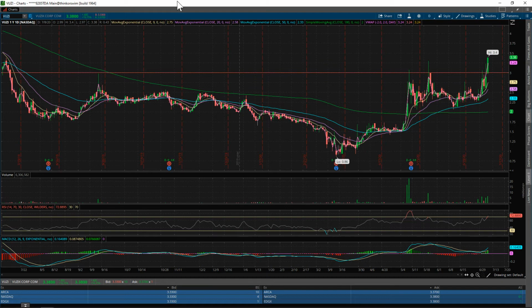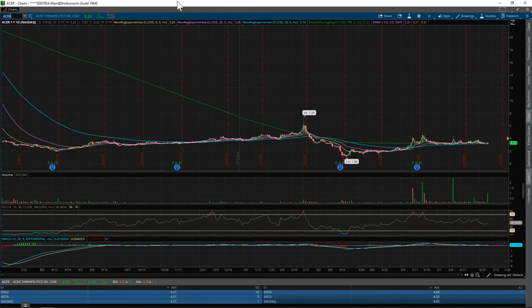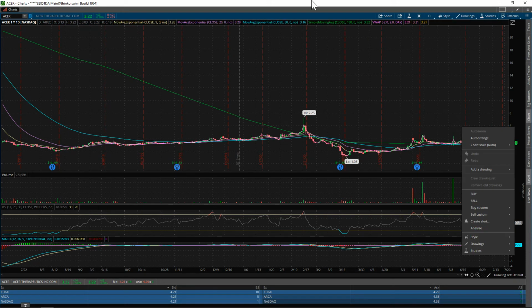And then one on watch would be Acer. There's nothing to look at here, but if you look after market at the level 2, today it closed at 3.22. It had news after market, and it's currently trading at 4.21. So a break over that 4.50 level, which is resistance around here, and a push to the $6 level would be something to look for. If it works, that's 34%.